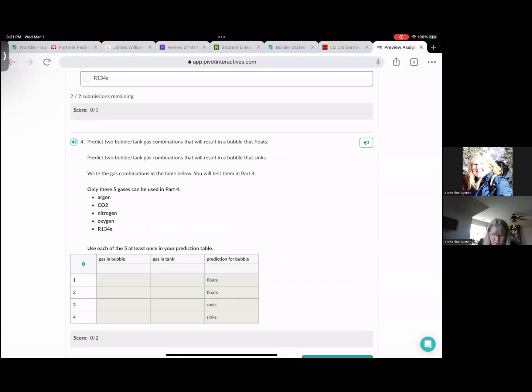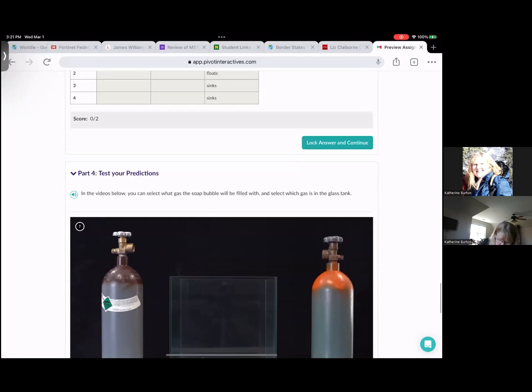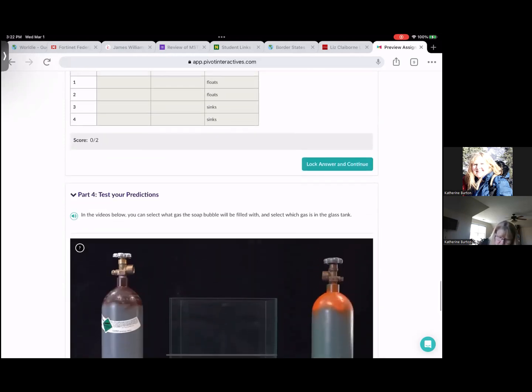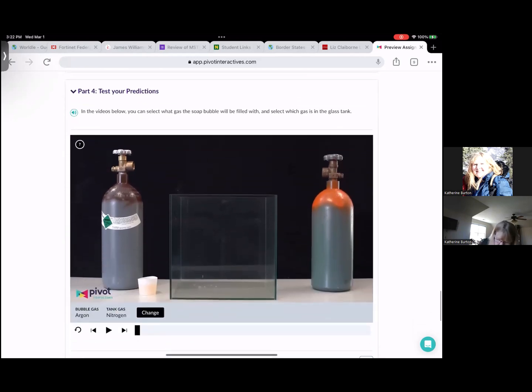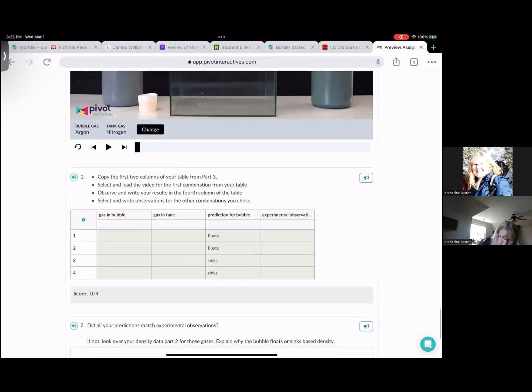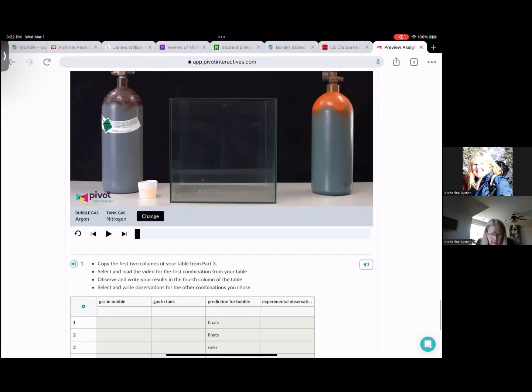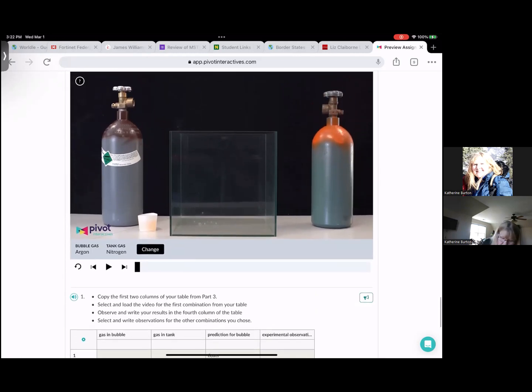You're going to take a look at these 5 gases right here, and we're going to predict whether they would sink or float. Once you do that, we're just going to try them out. So here, what we're looking at is the gas in the tank and the gas in the bubble, and we are comparing them. We're going to start out here with bubble gas of argon and the gas in the tank being nitrogen, and we know what our densities are in those ones, so we should be able to predict it.